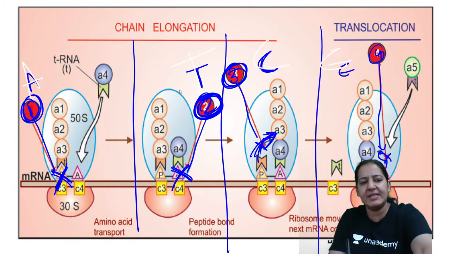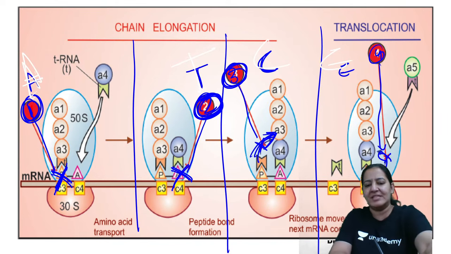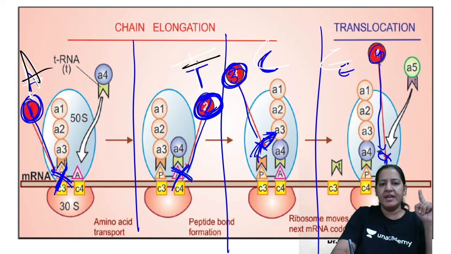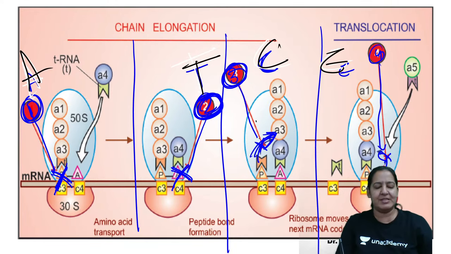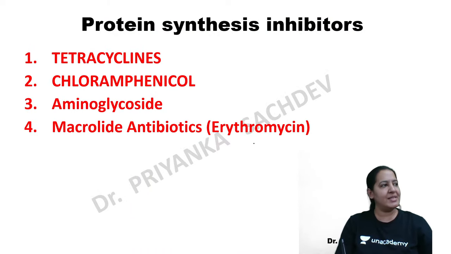ATCE. Can you see ATCE? Aminoglycoside inhibiting step 1, right? Tetracycline inhibiting step 2. Chloramphenicol inhibiting step 3. And erythromycin is inhibiting step 4. Everyone give me a thumbs up. Shall I start the chapter?